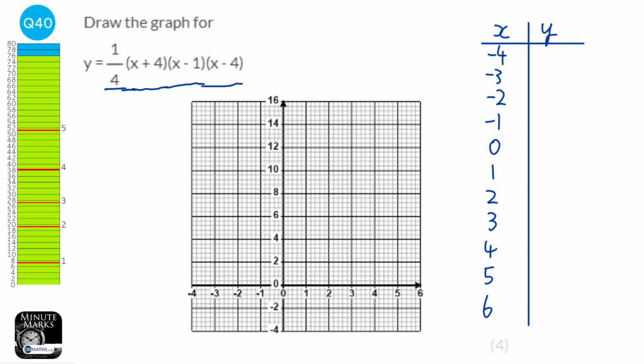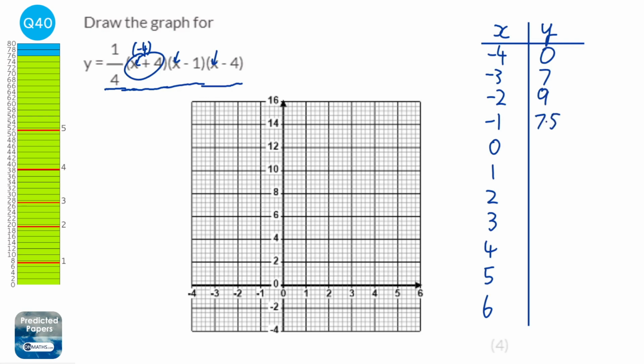Okay? So I'm just going to put in bracket -4 each time you see an x here. When you do that, you get the answer of 0, which makes sense because -4 plus 4 is 0, and whenever you times something by 0, it will get to 0. Then I'm going to do the same with -3, and I get 7. Same with -2, I get 9. Same with -1, I get 7.5.